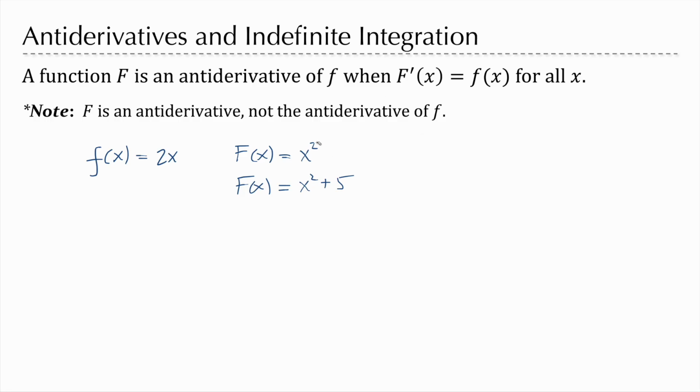When you think about x squared and all the numbers you could add or subtract from x squared, they create a whole family of functions that all have the same derivative, so all of them are antiderivatives of that function.